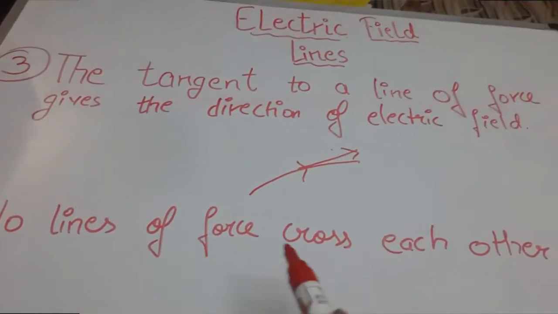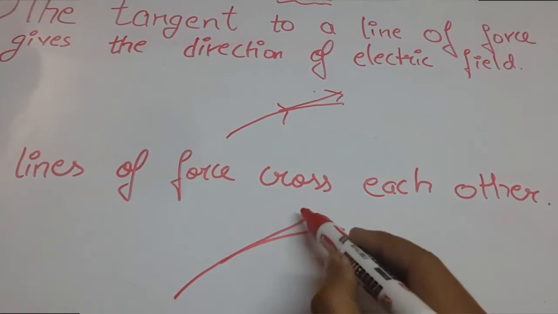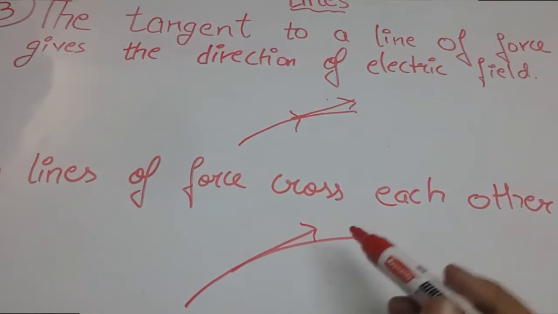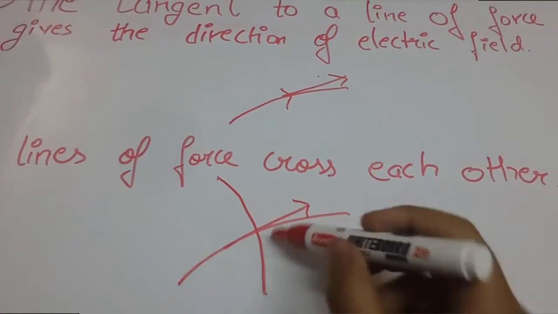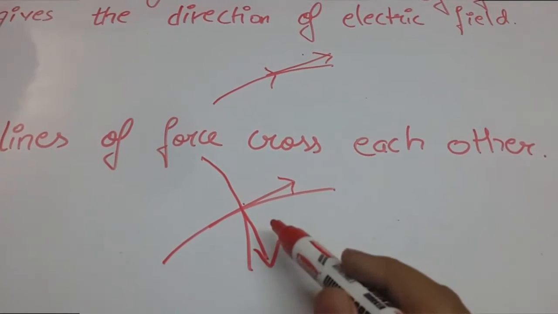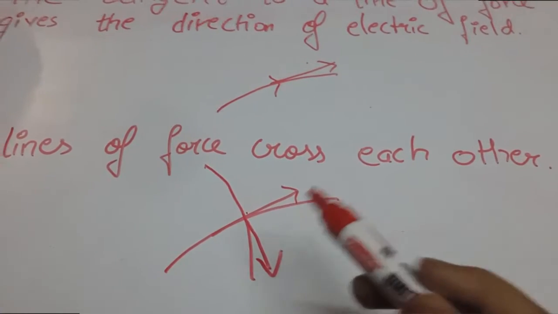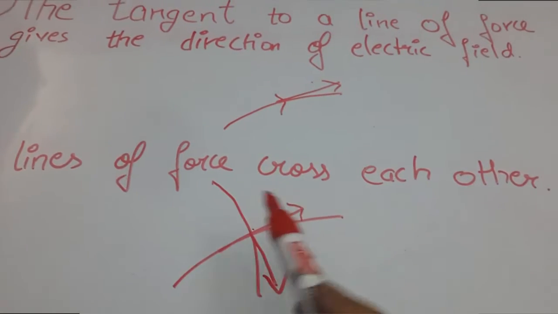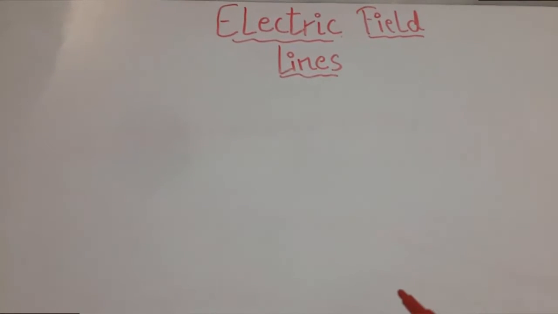The next property is that no lines of force cross each other. Take an electric field line and let's draw a tangent. This says that no two electric field lines cross each other. Suppose they cross each other, we are just supposing it, and let's draw tangents. These show that the directions of the electric field lines are different, which is never possible. So this property states that lines of force never cross each other. These were some of the main and important properties of electric field lines.